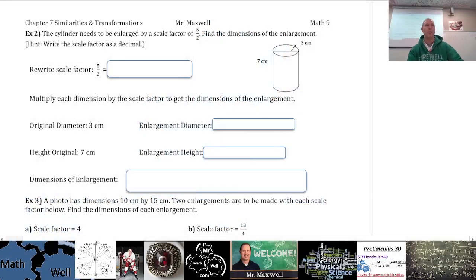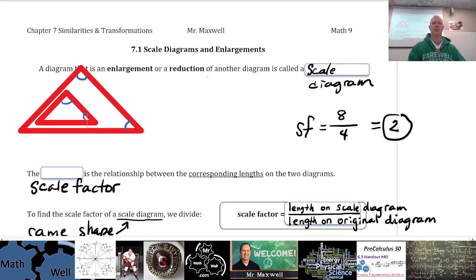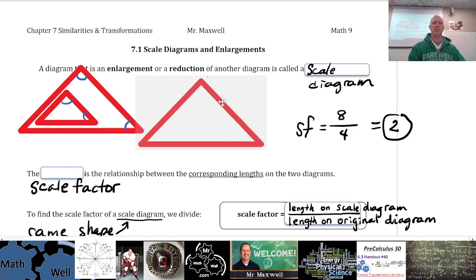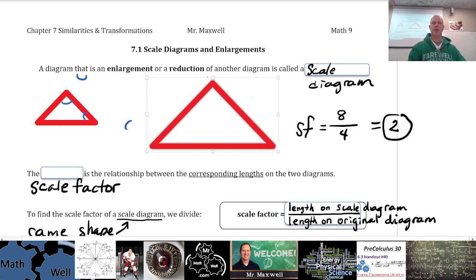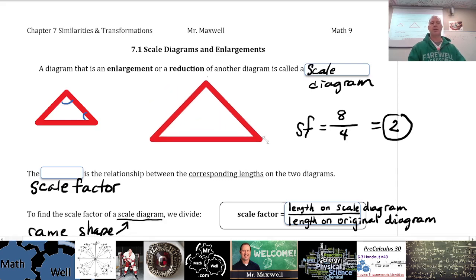All right, so this is 7.1 part 2. We just started chapter 7 here. We talked yesterday about scale factor. Remember that? We talked about similar shapes in that they're the same shape, but they are different sizes. So an enlargement, this triangle on the right here is an enlargement of the triangle on the left. And if that triangle were smaller, then this is what we call a reduction. So something that's smaller is a reduction. Reduce, reduction. Enlarge, getting larger.